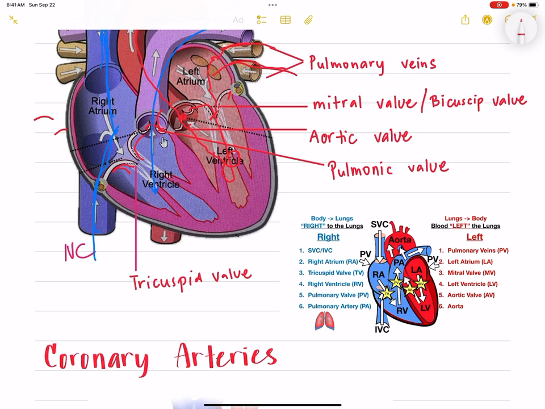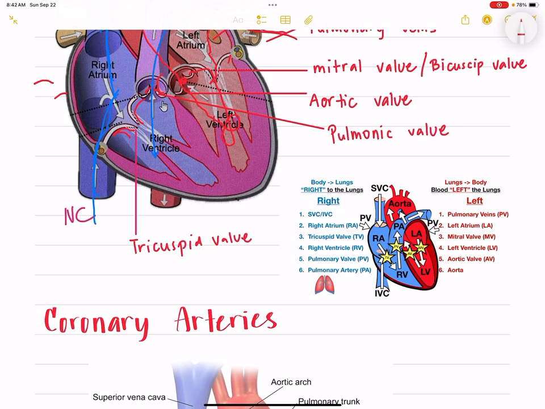Right kag left, superior vena cava kag inferior vena cava, right atrium, tricuspid valve, right ventricle, pulmonary valve, pulmonary artery. Then after sina, mahalin siya makadto siya sa lungs, body to lungs. Then ang sa left, lungs to body, mabalik naman siya sa heart. Masulod siya sa pulmonary veins, left atrium, mitral valve, left ventricle, aortic valve, aorta to the rest of the body. Okay? So we have the coronary arteries naman.